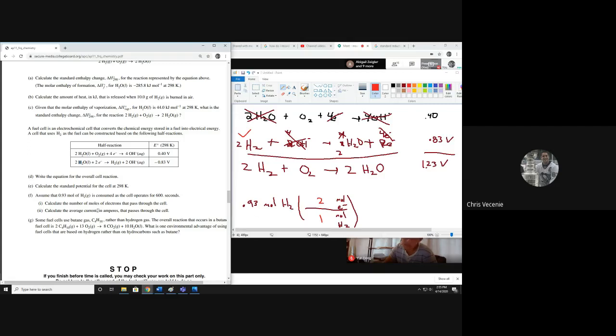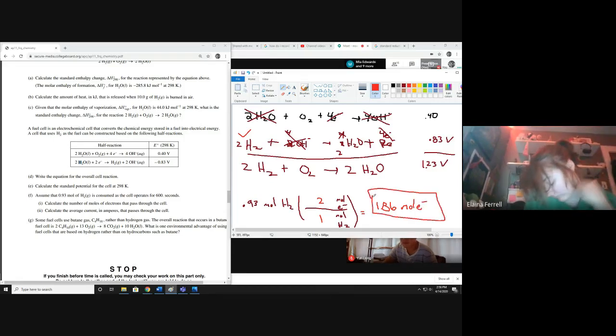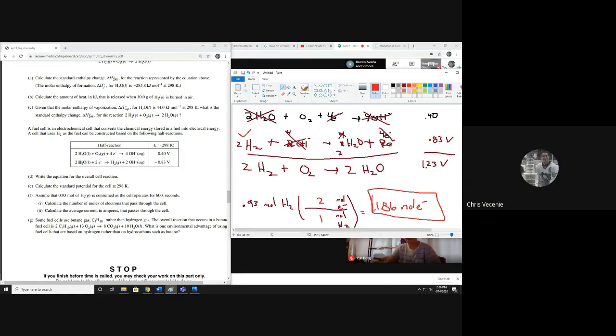All right, and it was a really small portion of the bracket problem. All they wanted was to convert the moles of H2 into moles of electrons. So if we do that, you're just doubling that number, right? 0.93 times the 2 ends up becoming 1.86 moles of electrons. Questions on that one?